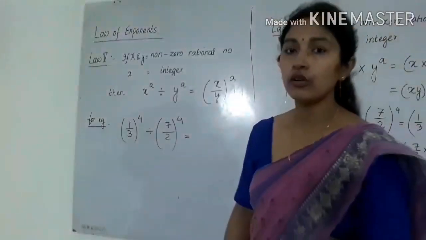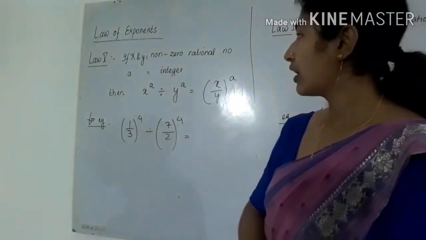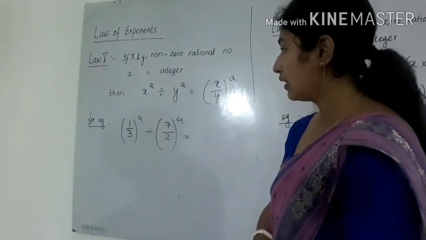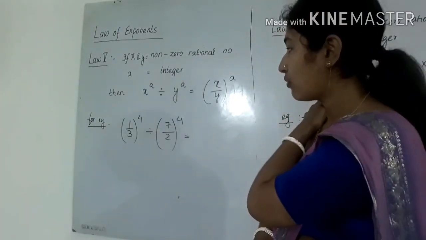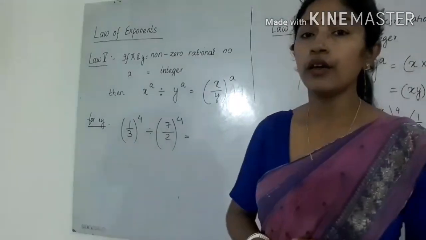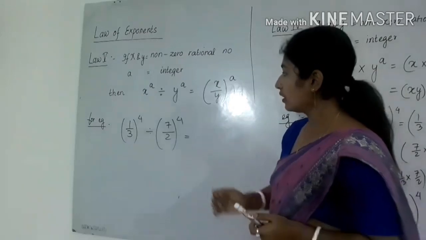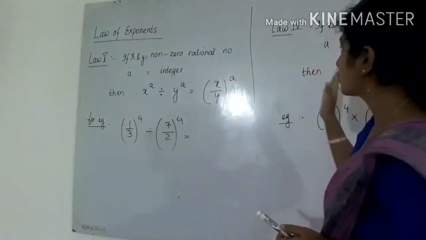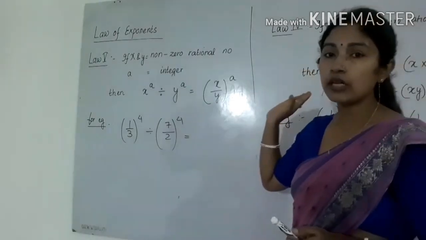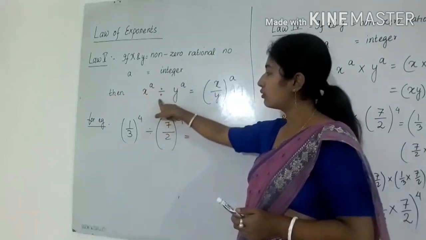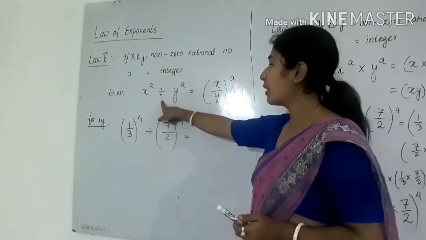Next is the fifth law. Here, x and y are non-zero rational numbers, a is any integer. So we can write x to the power a divided by y to the power a is equal to x by y whole to the power a. So what is happening here? This is similar to the previous one. In the fourth law we are doing multiplication between the two terms, but here between the two terms we are doing division.